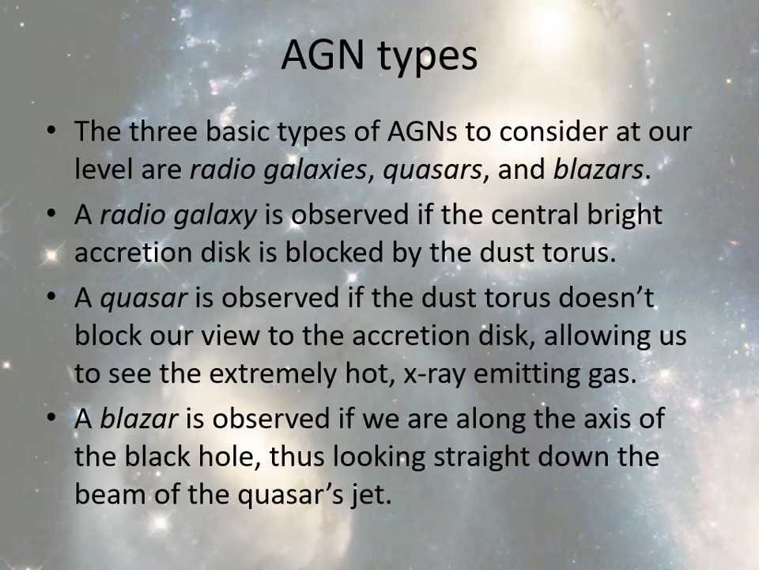type of object. So a radio galaxy is what you get if the central bright accretion disk around that supermassive black hole is blocked by the dust torus that is also part of that accretion disk. You also end up pulling in a whole lot of dust, and that dust ends up forming a ring around it, and basically a donut shape is what we call a torus. However, if your line of sight avoids that dust torus and you're able to see the accretion disk itself, that really bright, hot X-ray, gamma ray emitting accretion disk, then we observe a quasar.